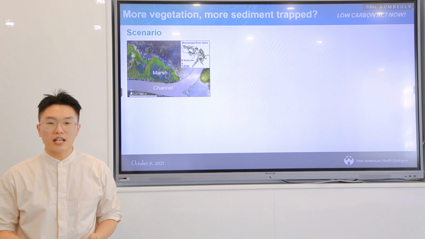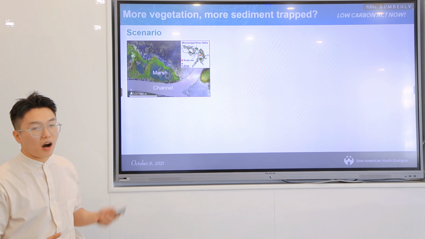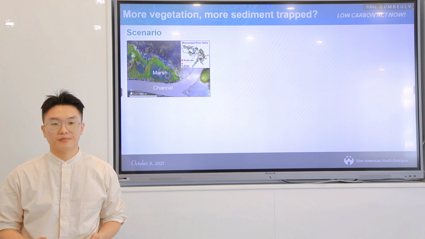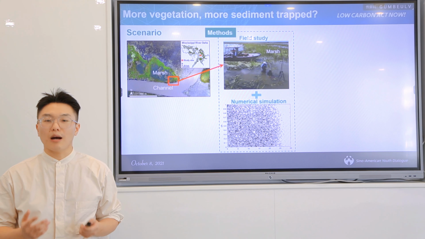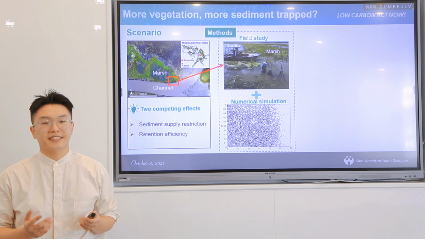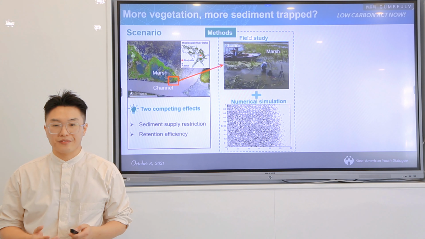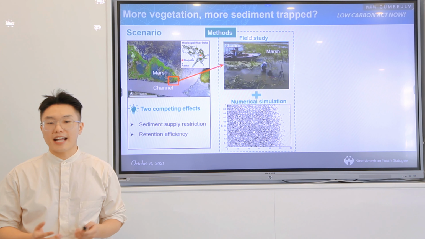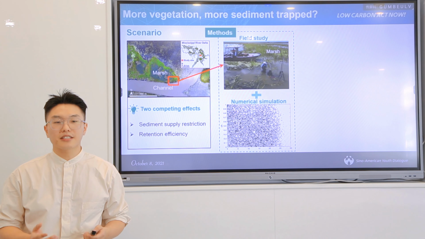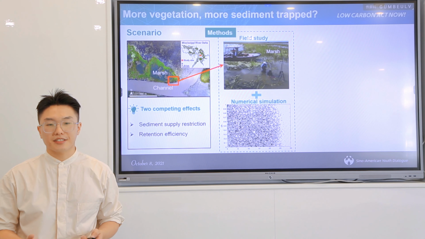So, concerning this question, our study focuses on a channel and a marsh in the Mississippi River Delta. Through field study and numerical simulation, we have found two competing effects affecting sedimentation. The first one is sediment supply restriction, and the second one is retention efficiency. Taken together, these two competing effects produce a nonlinear relationship between sedimentation and density.